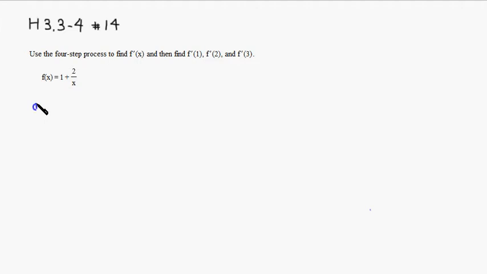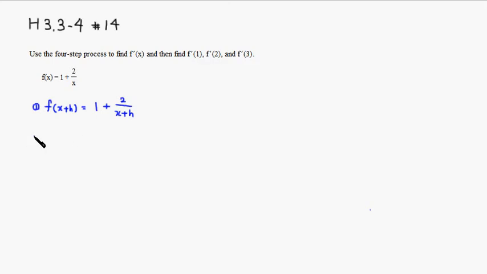First step is to find f of x plus h, which is pretty easy to do. All you have to do is replace x by x plus h. So this is going to be 1 plus 2 over x plus h.